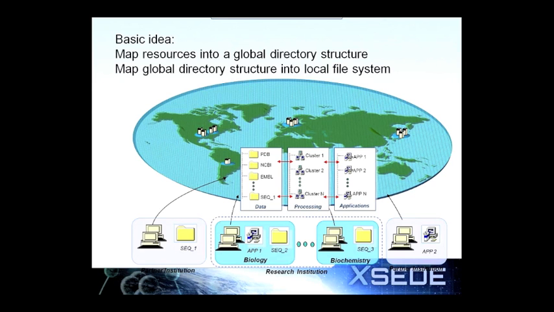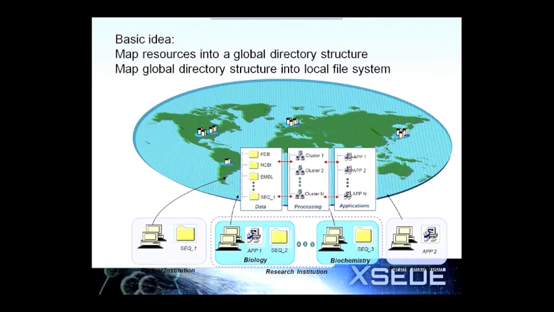So the basic idea is really simple. We're going to take resources, and I'll define that term a little bit more clearly in just a second, and map them into a global directory structure. This is a directory structure like you're completely used to from your everyday life. It's path names, basically. Then we're going to take that global directory structure and map it into the local file system as a local operating system file system, so that I can now access those resources remotely and have the underlying system take care of caching, prefetching, security, all that kind of groovy stuff.